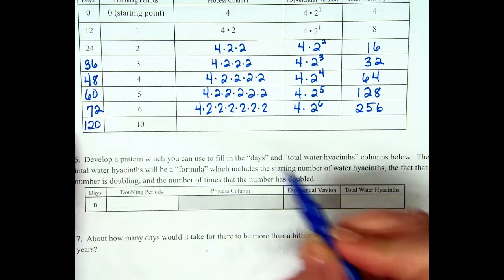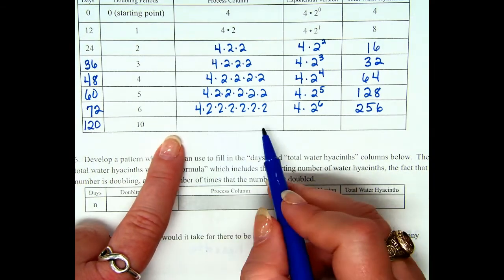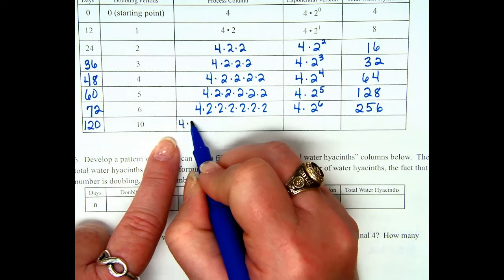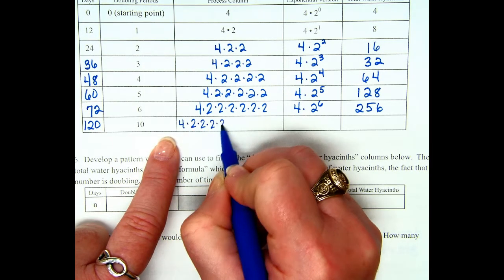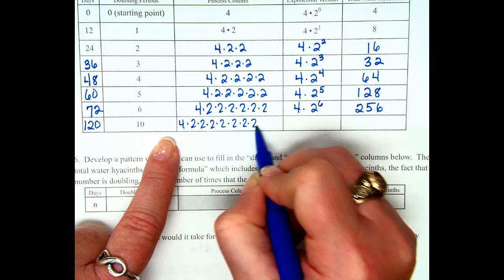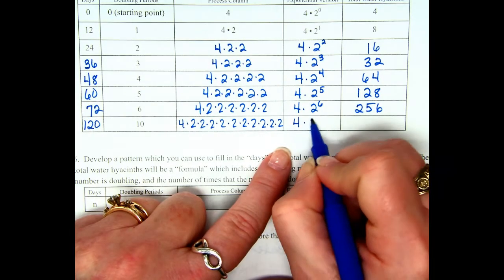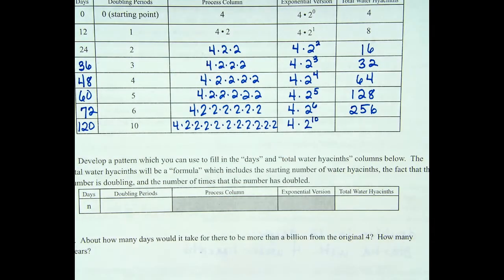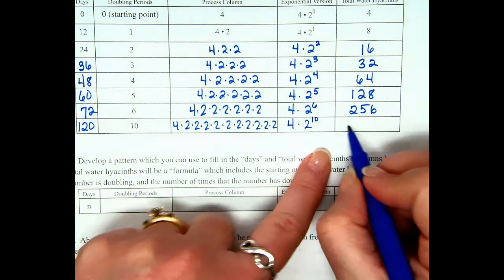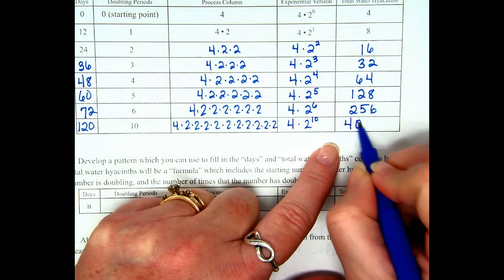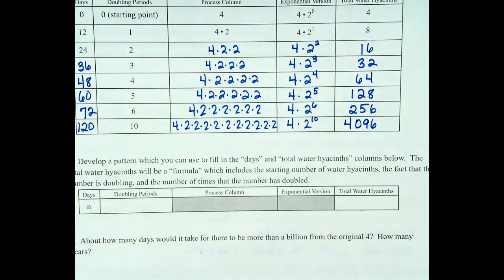120. How many 2's go here? Okay. 4 times 1, 2, 3, 4, 5, 6, 7, 8, 9, 10. So 4 times 2 to the 10th. What is 4 times 2 to the 10th? 4,096.